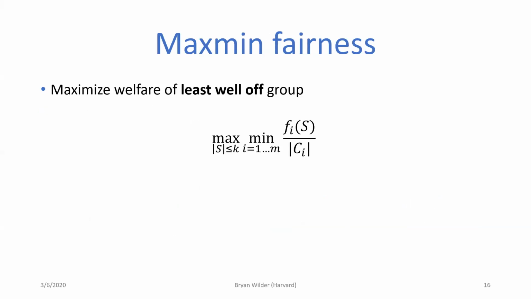So the first definition that we look at is maximum fairness. The idea here is that you'd like to maximize the welfare of the least well-off group in the network. And so I can write this down with a max-min optimization problem where the max is over my choice of seed nodes, and then the min is over all groups in the network. And so now my objective function is the minimum fraction of nodes that are influenced within any group.